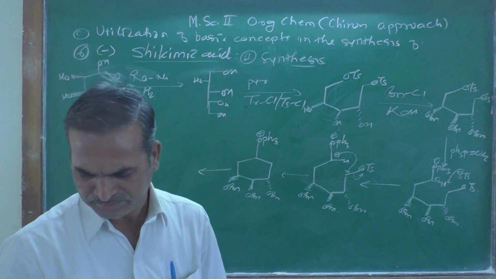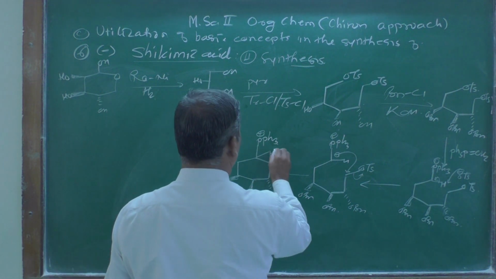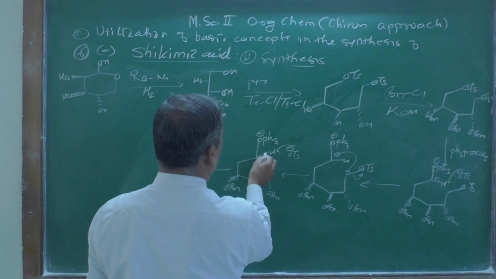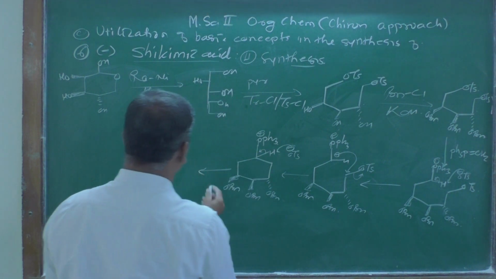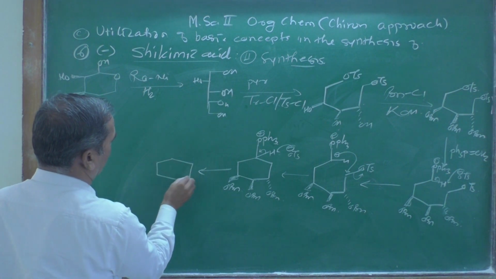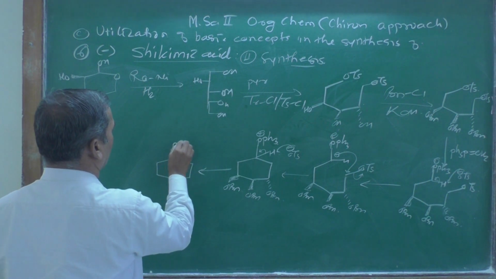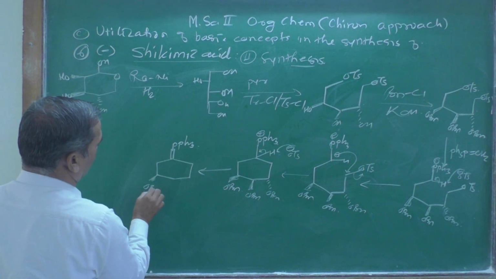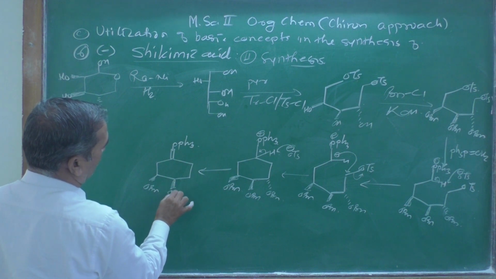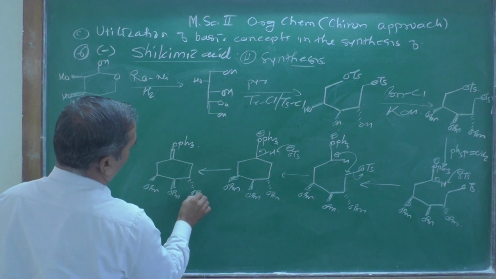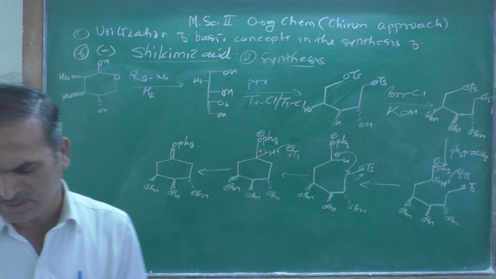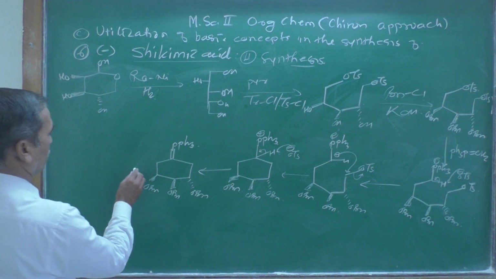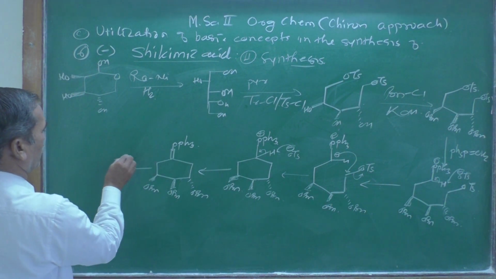Further, OTs will pick up the proton, and it can form a double bond there, and you are going to get the formation of PPh3, and this OBn remains as it is, and then dash OBn, right? These things remain as they are.